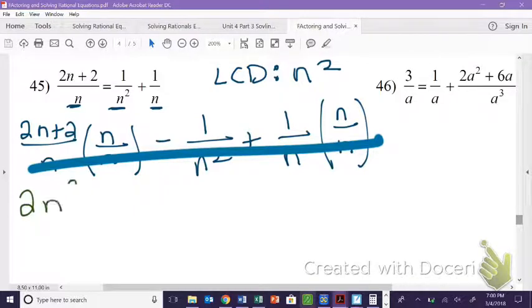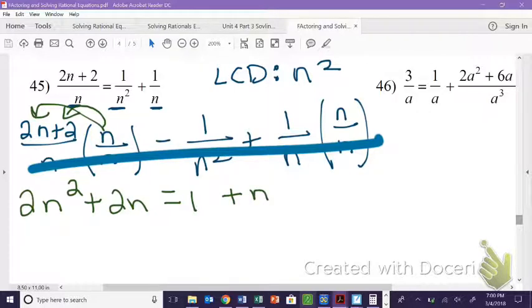All right. 2n squared. All right, I'm back. Take that n and distribute it into both terms. That 2n plus 2, you have to distribute in there. So this becomes 2n squared plus 2n minus 1. Oops, equals. Sorry, there's an equal sign, not minus. I crossed it out. I didn't see it. 2n squared plus 2n equals 1 plus n.